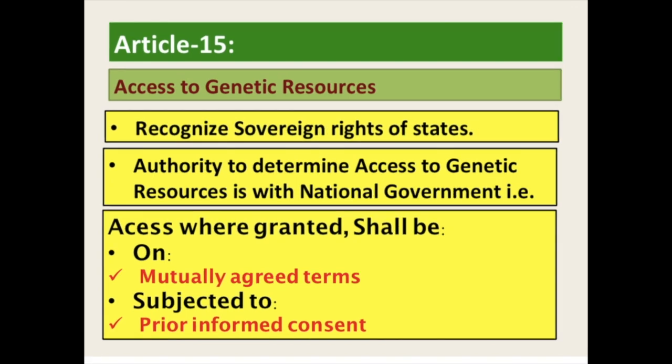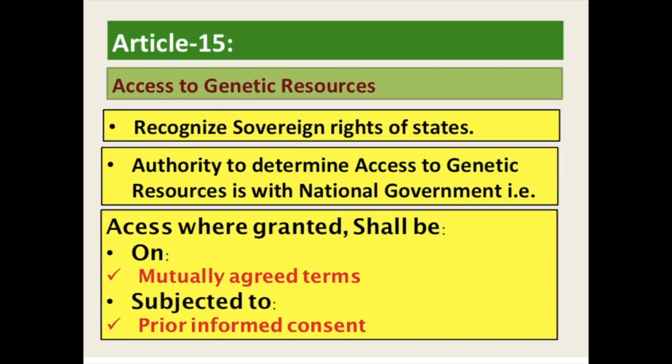So Article 16 describes access to and transfer of technology, and technology includes biotechnology. So what are the measures of technology transfer? These are described in Article 16. And Article 19 describes the handling of biotechnology and distribution of benefits arising from the biotechnology applications.